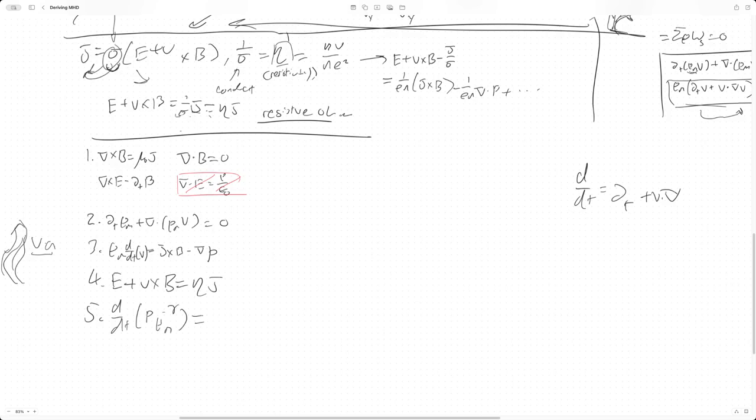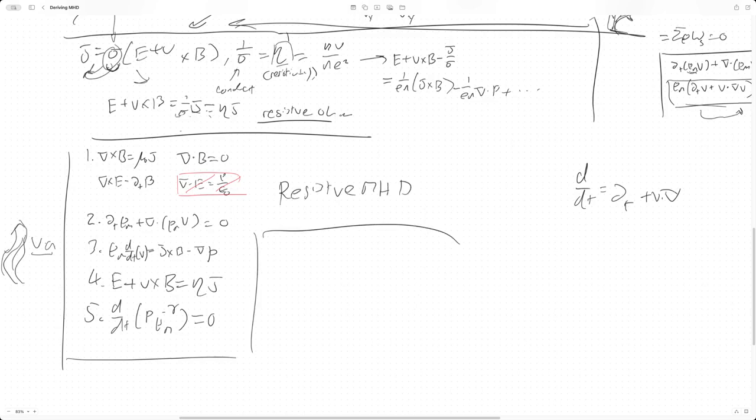Okay, so you're left with these equations. You can actually even combine a few of these. Okay, so I want to say that these are the final equations. These are called the resistive MHD. But you can actually combine a few of these.